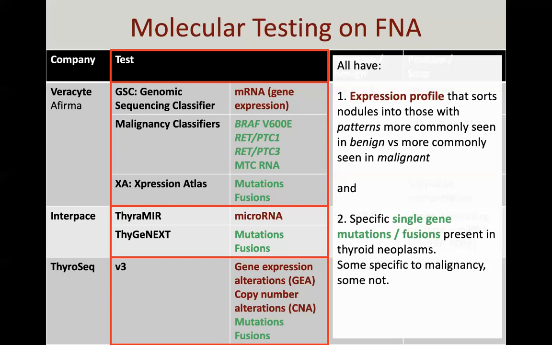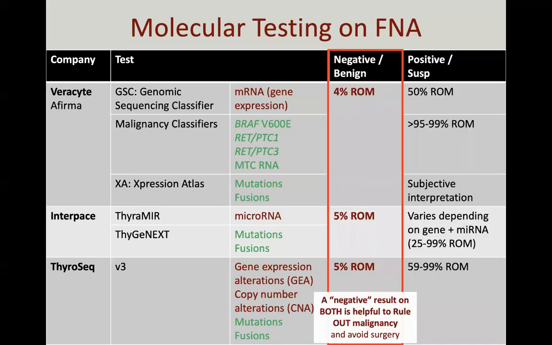So you usually have 2 buckets of results. One is this expression profile, and one is the actual point mutation or fusion or whatever that they report. If you have negative on both of those, you've basically taken your cytologically indeterminate nodule and given it a molecularly benign answer. So negative gene expression profile, negative mutation, you have anywhere between a 4 and 5% risk of malignancy in the end. So you've basically put it into a benign category. These patients can successfully avoid surgery if they do not want it.